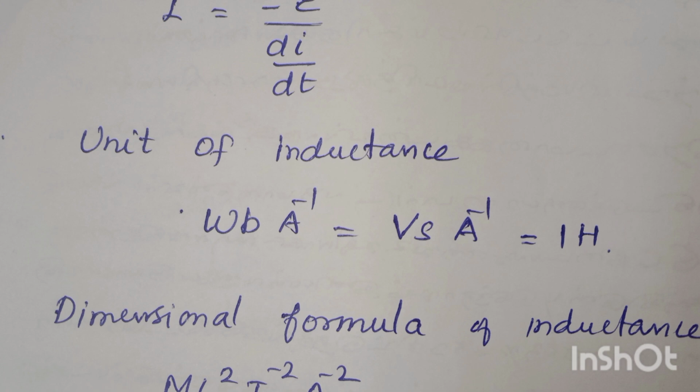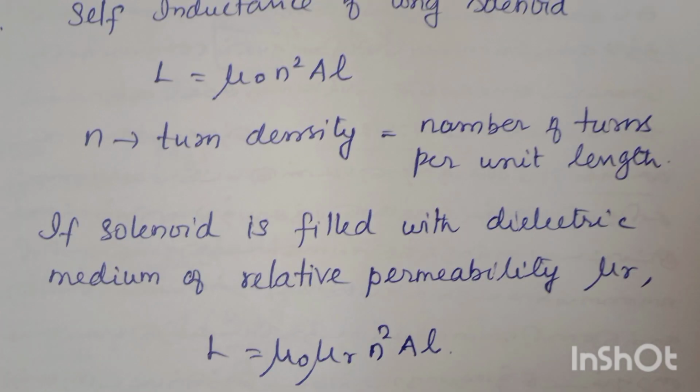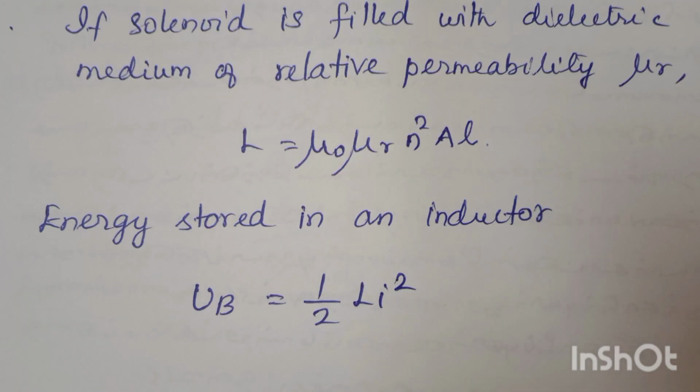So 3 இருக்கு unit. The dimensional formula of inductance, M L square T power minus 2 A power minus 2. இது எப்பவுமே ஸ்கொயர் bracket குள்ள வரணும் dimensional formula. Self inductance of long solenoid L is equal to mu naught n square A L. n is turn density, it's the number of turns per unit length. If solenoid is filled with a medium of relative permeability mu r, then L is equal to mu naught mu r n square A L.